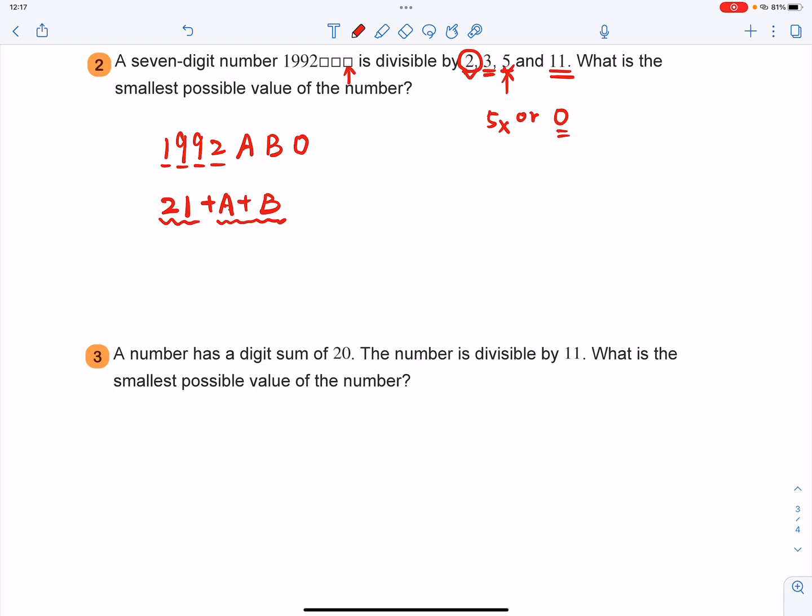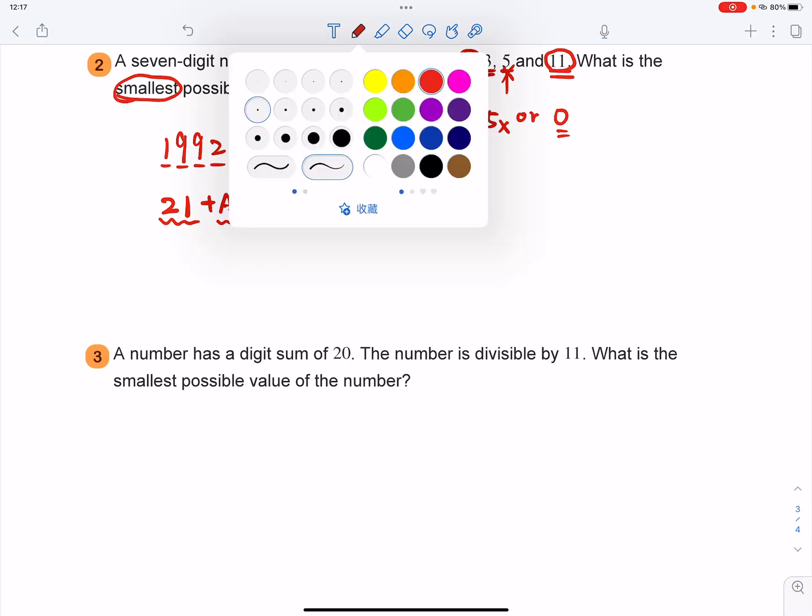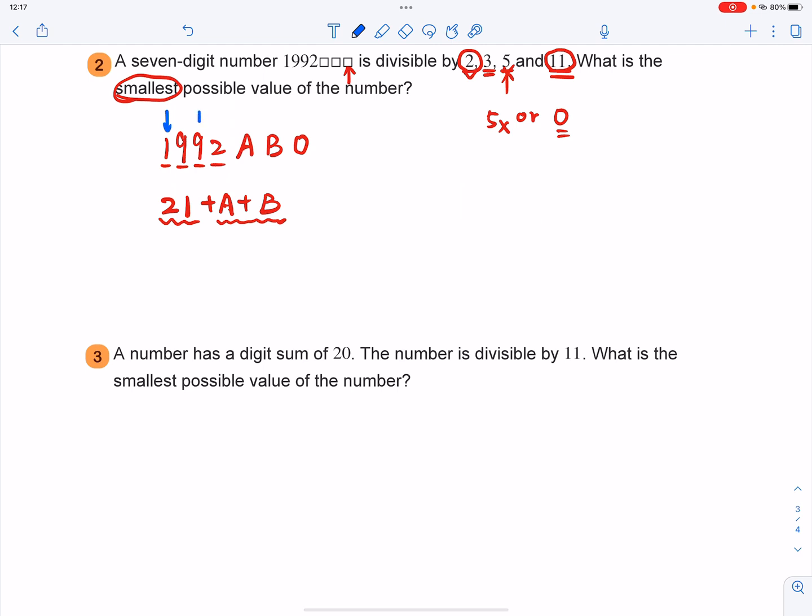And you want to get this number as small as possible. So if A and B equal 0, that would be better. But should we do that? We need to focus on this number 11. So if a number is divisible by 11, you have to add the alternate digits. So 1, 9, 8, and 0, add that together. What do you get? You get A plus 10. And then you have to add these 9 to B altogether. That will be B plus 11.